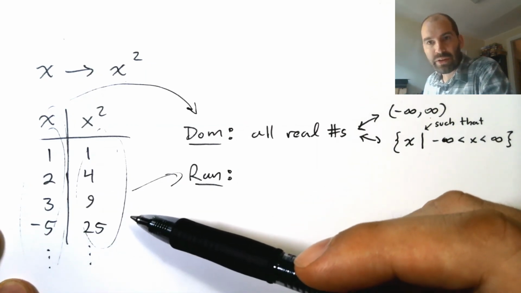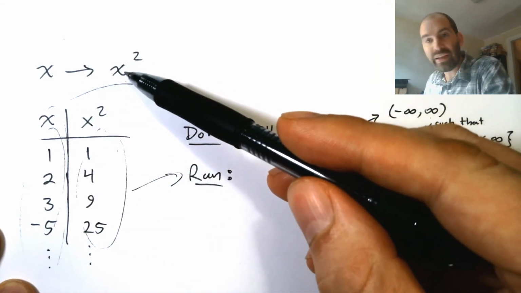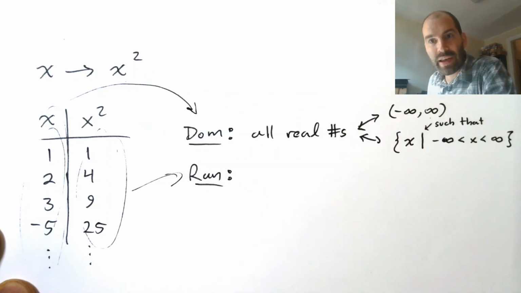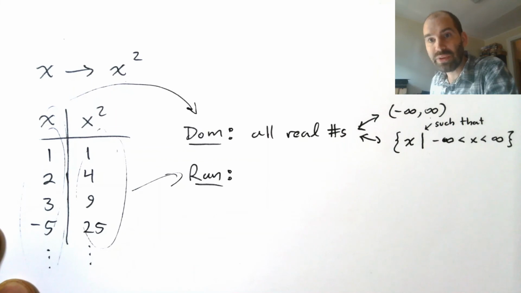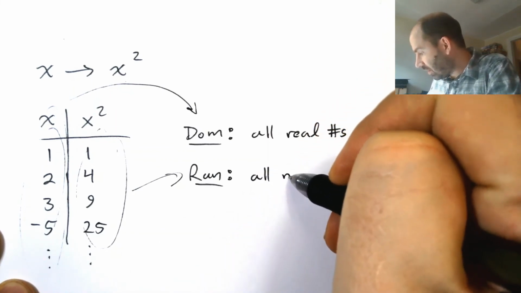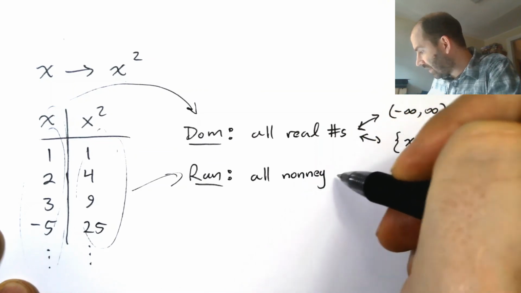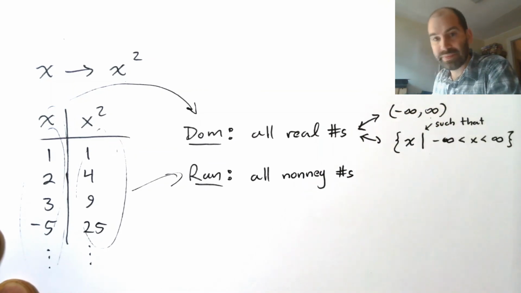Well, here we have to be a little bit careful, right? If I'm squaring things, can I ever get a negative number? Not if you're plugging in real numbers for x. You always get a non-negative thing out. So this is all non-negative numbers.